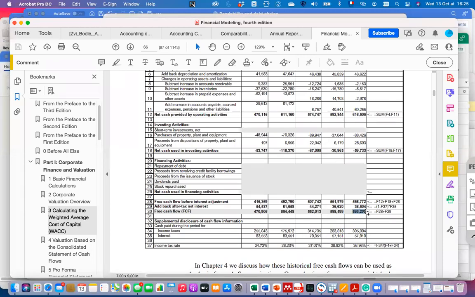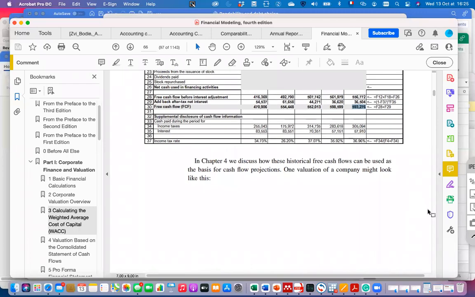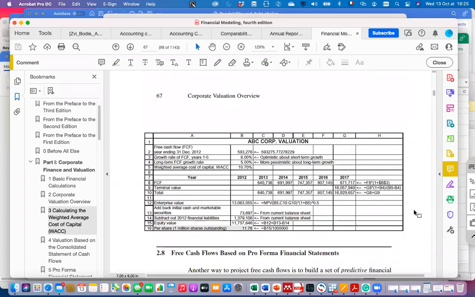Now how to use it to find the right value of the firm? Now we make assumptions. So we assume that this free cash flow will grow with a constant growth rate of 8% yearly for the next 5 years. This is our first assumption.